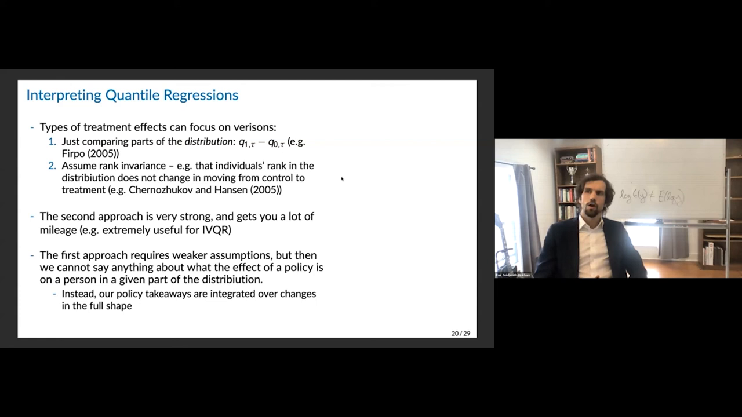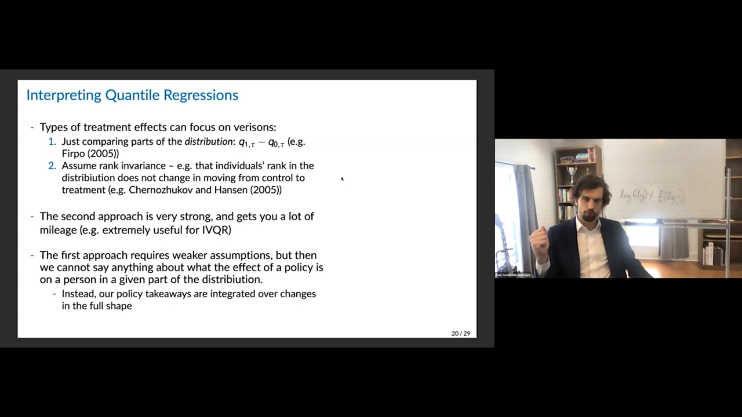A much stronger assumption that would let you do more is to assume what's called rank invariance, which is to say that, say I was in the 75th percentile in the control group, if we moved everyone to the treatment regime, I would also be in the 75th percentile. And you can imagine that's going to let you talk a lot about a lot of things. You can start to say many, many things about how individuals are affected given where they are. But it's also a really strong assumption, right? Because it really assumes that there's a rank preservation that persists across this.